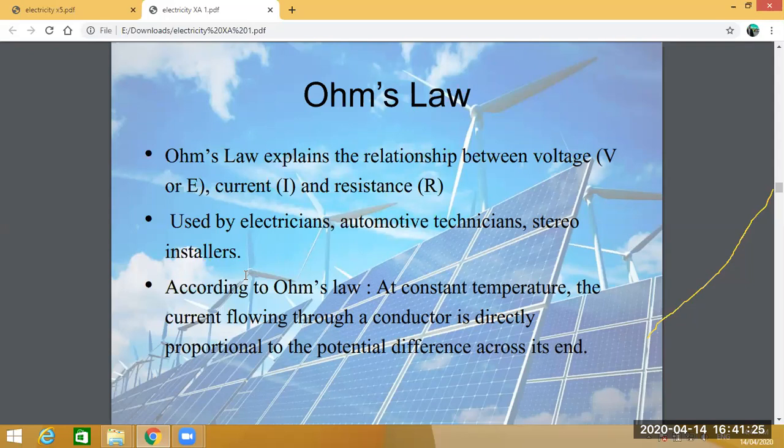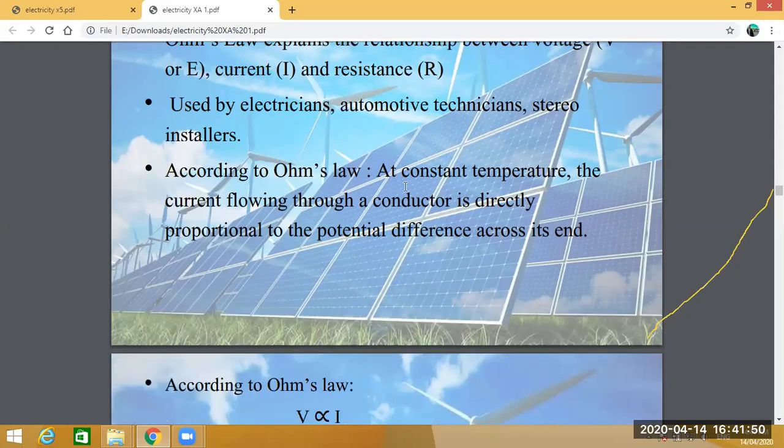In other words, you can even define that electric current flowing through the conductor is directly proportional to the potential difference across the conductor, provided temperature of the conductor is kept constant. Both the statements are 100% correct. Whatever you want to follow, you may do. So this is the statement of Ohm's law.